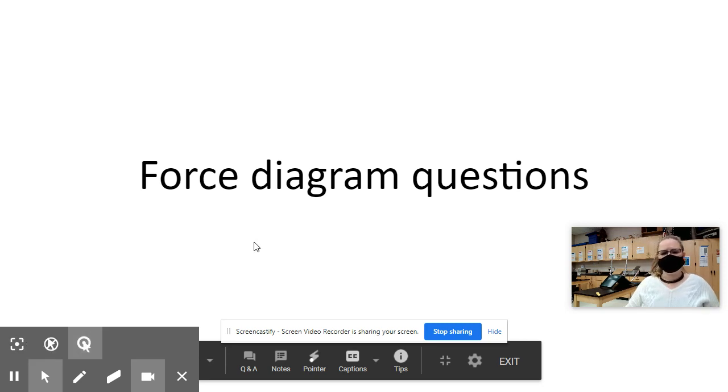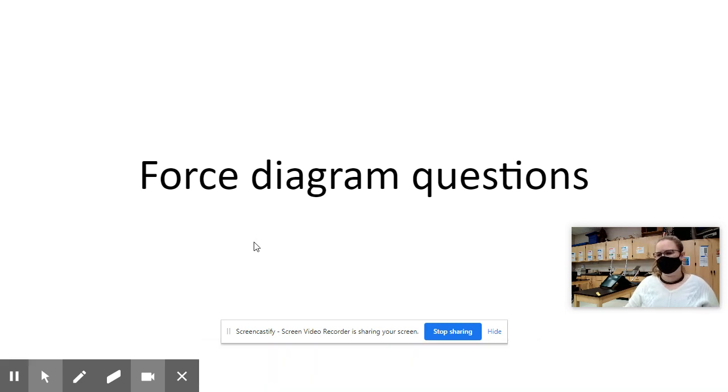All right, so force diagram questions. We're going to do a few new force diagrams, and we're going to start to quantify them, meaning add numbers, okay?